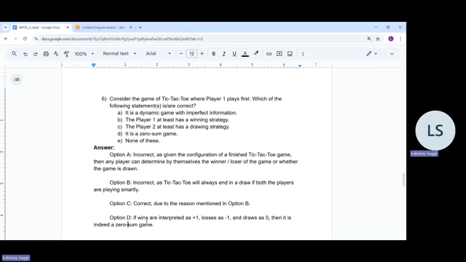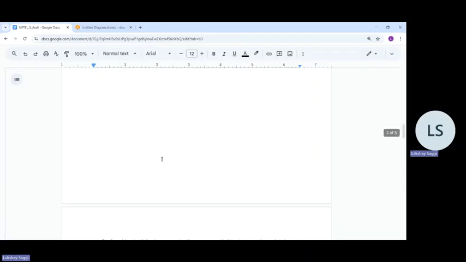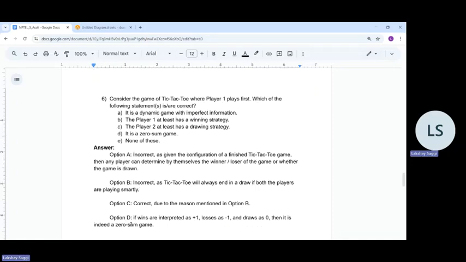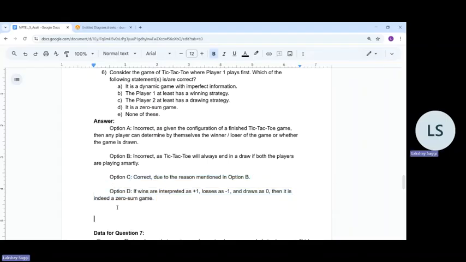I think this was not explicitly mentioned in the write-up. Maybe this was missed. Sorry for that, but you can call it a zero-sum game if you interpret these that way. So option D can be thought of as correct also. So option C and D are correct only. So in the final answer, hence, option C, comma D are correct.